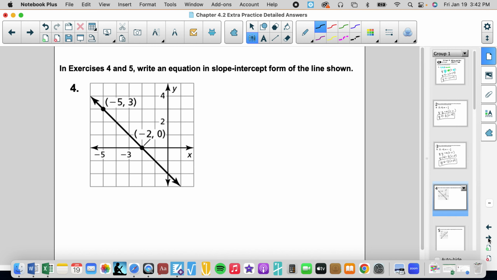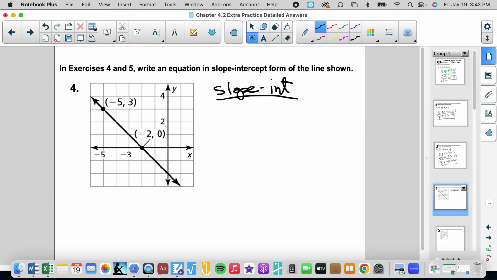All right, write an equation in slope-intercept form of the line. Why are we doing slope-intercept? Why don't we do point slope form? Why did we come back to slope-intercept form? Well, I'm going to ask you to do both. I'm going to ask you to do slope-intercept form. We've already done this in 4.1. I think this might be a mistake. I think in 4.2 they meant to say point slope, but we'll do slope-intercept form.